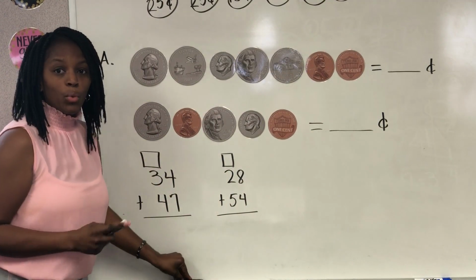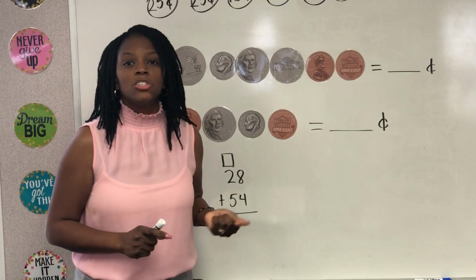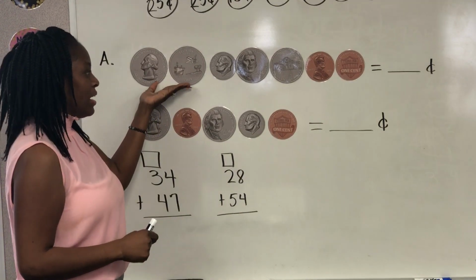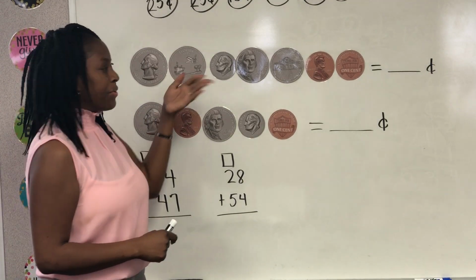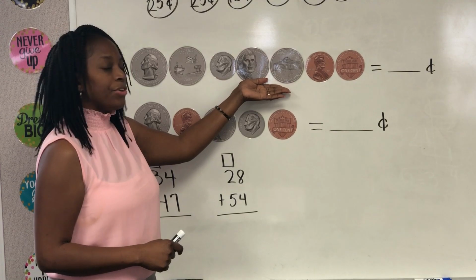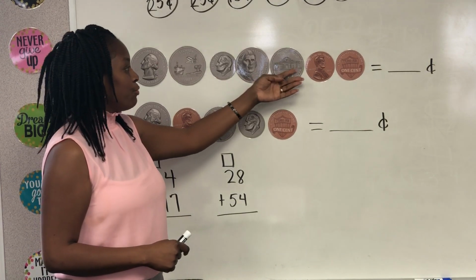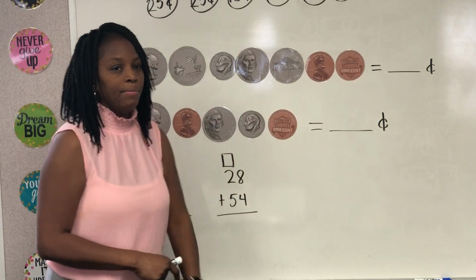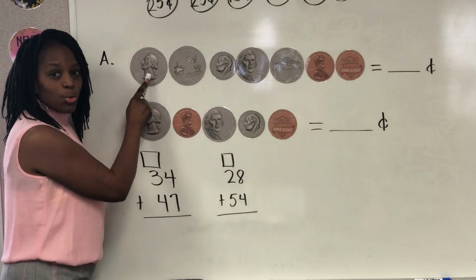All right, so remember when we're counting, we need to change the counting pattern. We're gonna count by 25s, then we're gonna change the pattern and count by 10s, and then we're gonna change the pattern and count by 5s, and then when we get here, we change the pattern and count by 1s. All right, count with me.